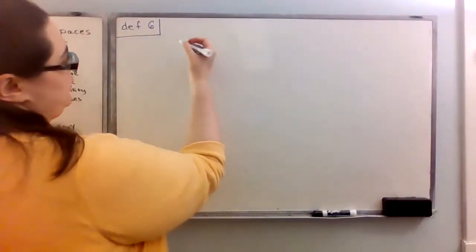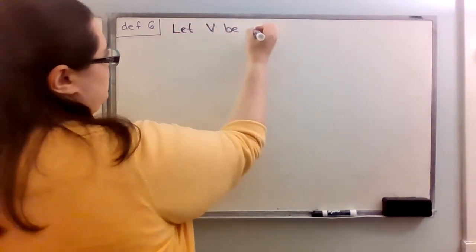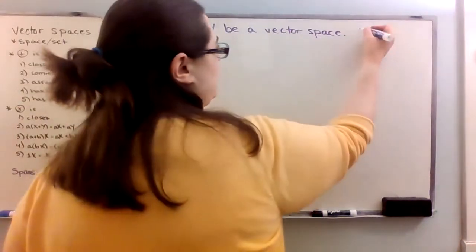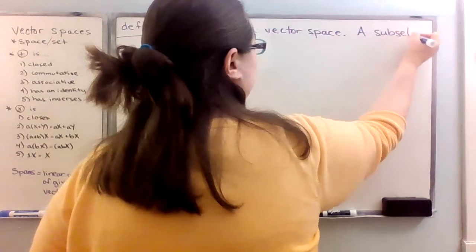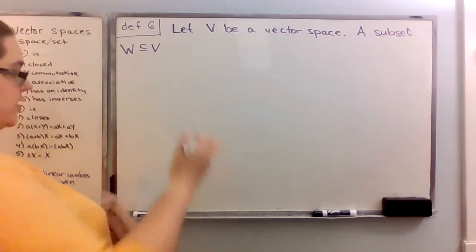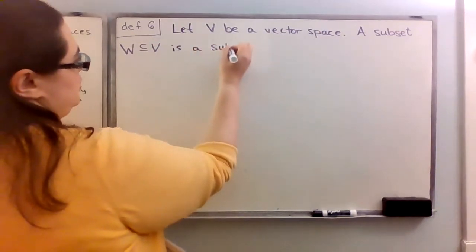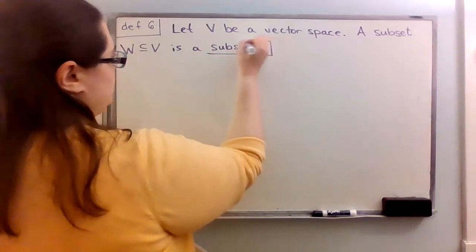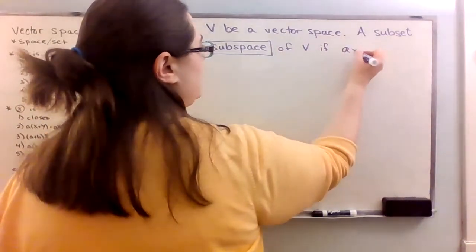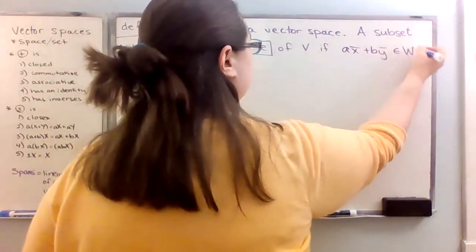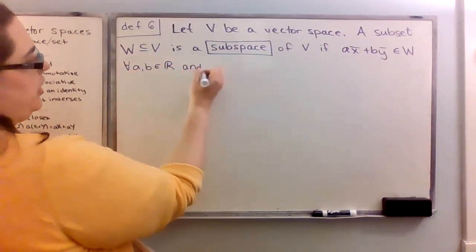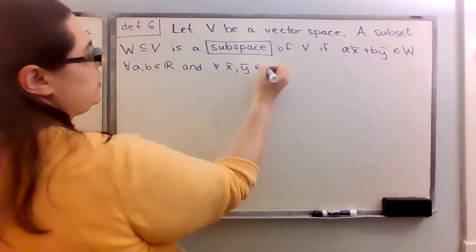So we're going to start out by letting V be a vector space. A subset W of V is a subspace of V if ax + by is an element of W for all a, b in R, and for all x, y in W.